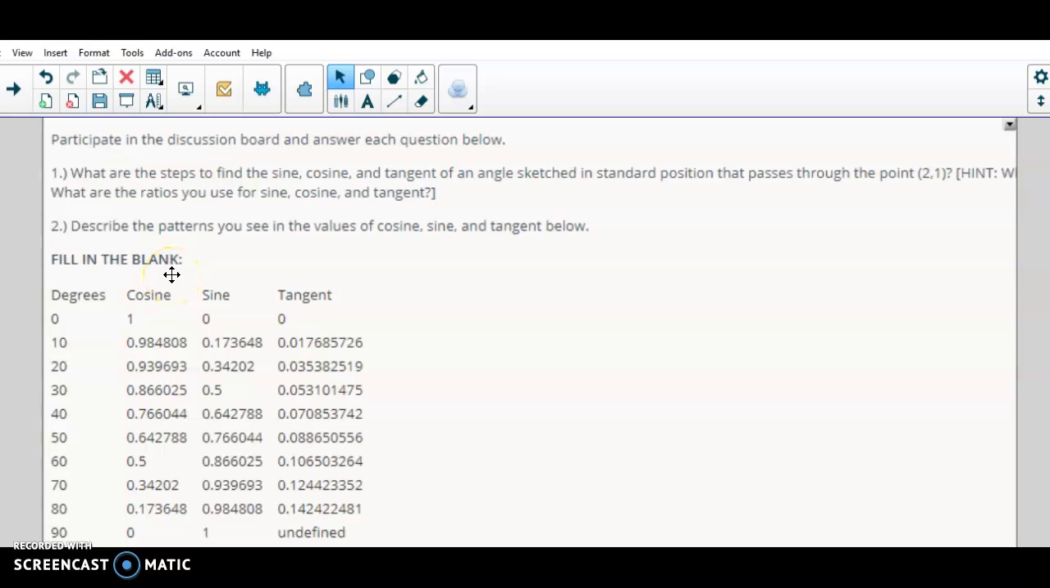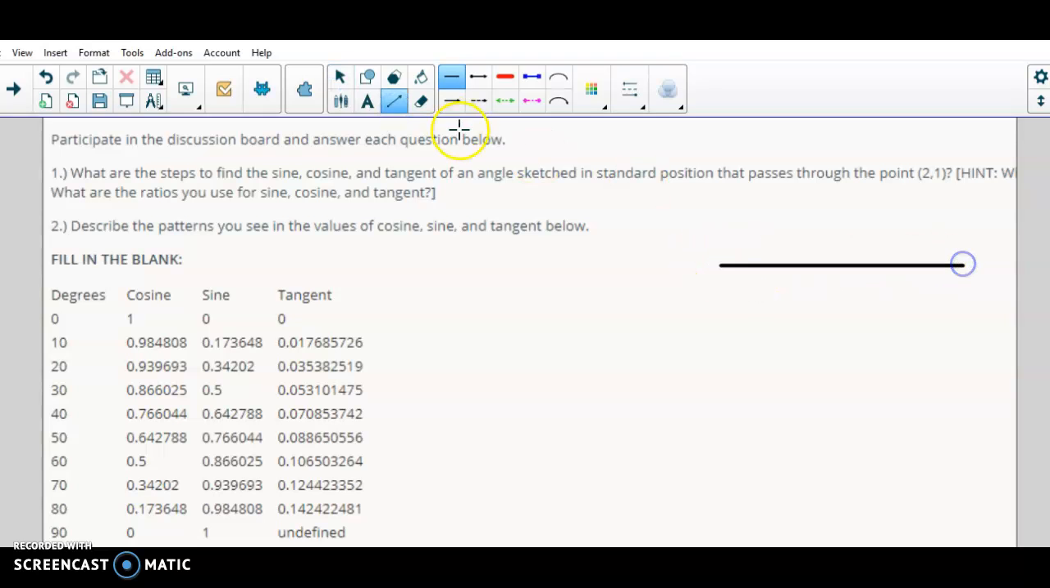Students, 18 of you answered it, so that was really excellent. It says, what are the steps to find the sine, cosine, and tangent of an angle sketched in standard position that passes through the point (2, 1)? So I was really looking for an explanation on how you would solve this.